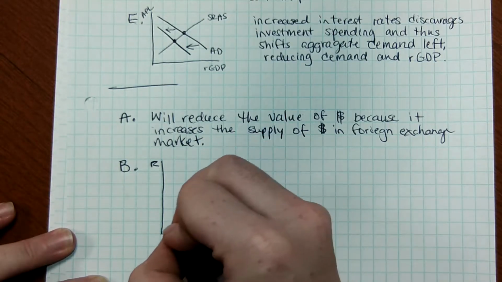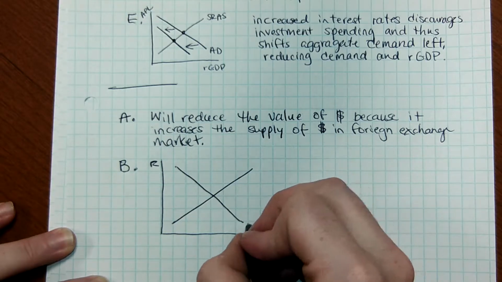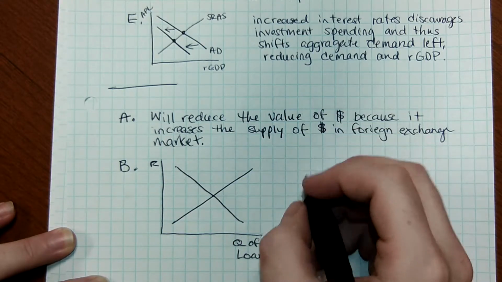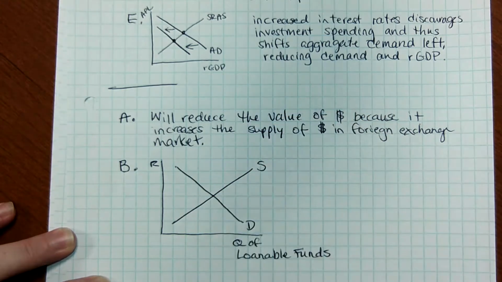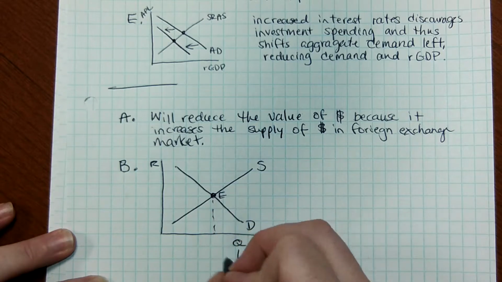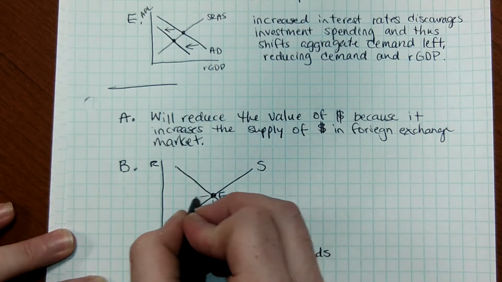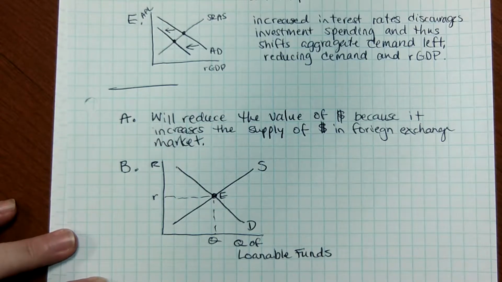And then we have a more familiar demand and supply curve here. We'll put that as our equilibrium. Here's our quantity, here's our rate. Now what does it want me to do with it? It says show the impact of this decision by investors on the real interest rate in Terra.